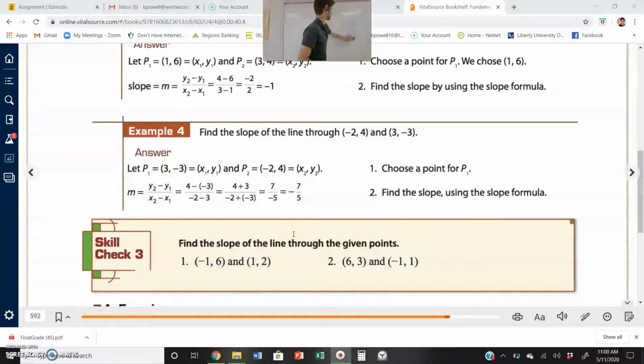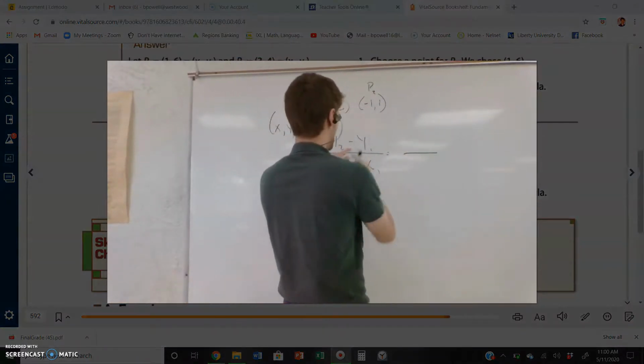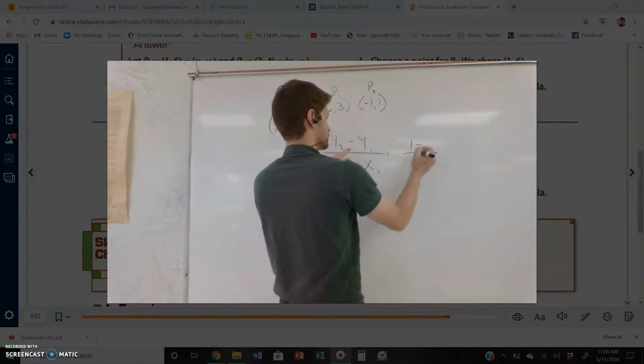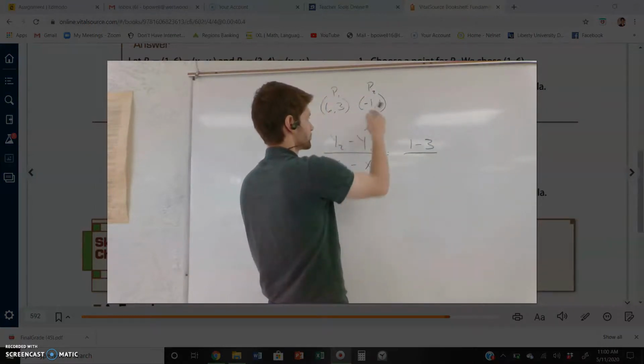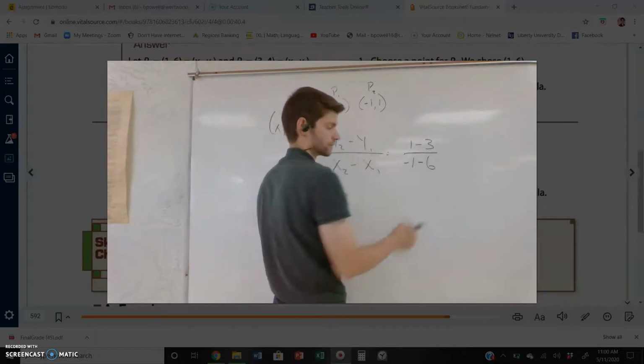We have the points 6, 3. I'm going to use that as point 1. And we have the point negative 1, 1. That's going to be my point 2. Okay? So I'm going to take my y from 2 minus my y from 1. I'm going to take my x from 2 and subtract x from 1.